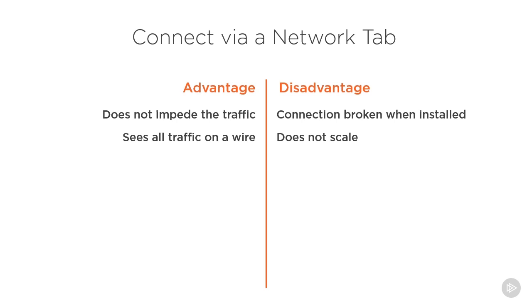However, it's not very desirable when you're just wanting to sniff the network for performance or monitoring reasons, because one, when you install the tap, it actually breaks the network and then you have to reconnect it. And so for that time where you're installing the tap, no traffic can go down between those two nodes. And it also doesn't scale very well. In an enterprise network, it may not be feasible to put a tap on every network connection between two nodes.